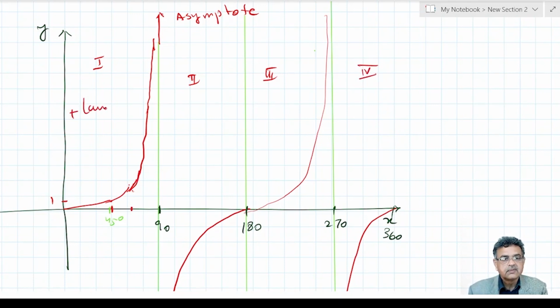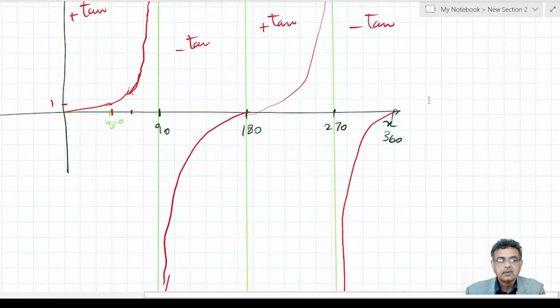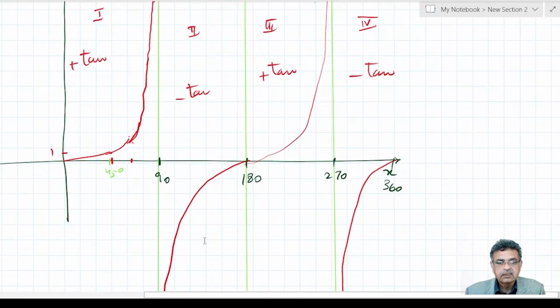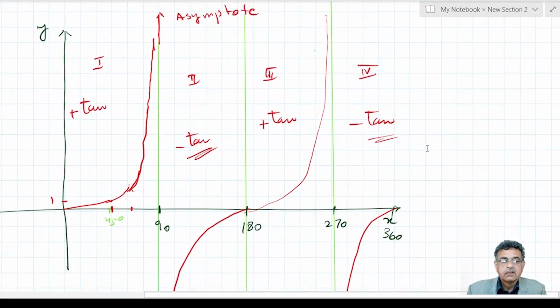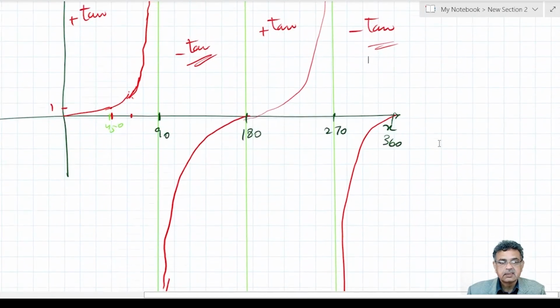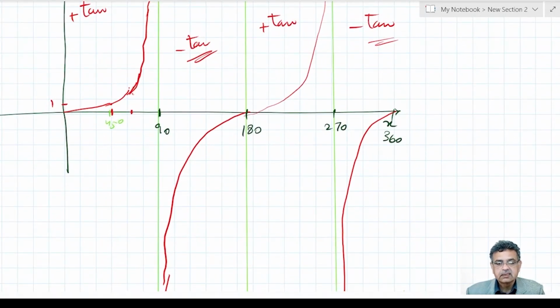Tangent is positive in first quadrant and negative in second one, then positive in third one, and negative in fourth quadrant. Negative means below x-axis it is negative, above x-axis it is positive. So it is positive in first and third quadrant, and negative in second and fourth quadrant. So this is the way we can consider the graph of tangent x.